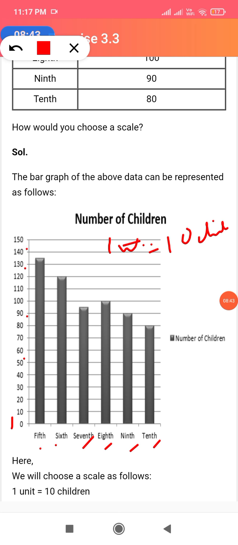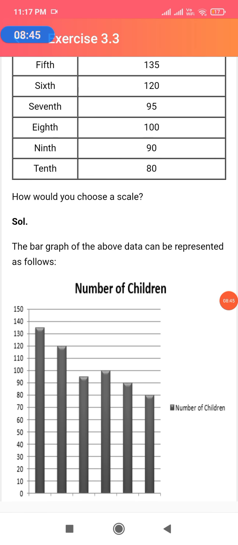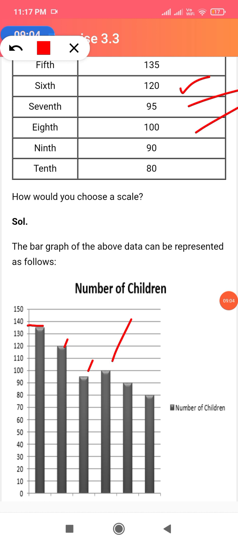So if we say in class 5, we have 135 students. So they have given between 130 and 140, halfway, they have given 135. Class 6 is 120, see at 120 they have drawn the box. Class 7 it is 95, same way. Class 8 100. Class 9 90, see 90. Then class 10 80, so at 80 you have this. So this is how you will draw the graph.